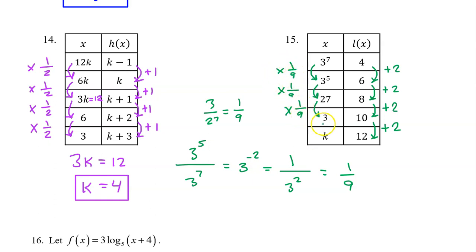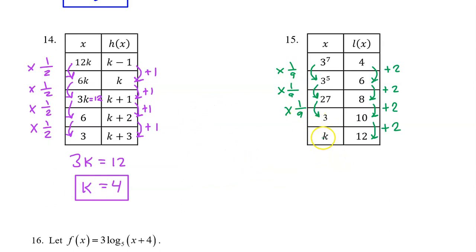So applying the common ratio one more time, let me clean this up. To find the value of k, we need to apply the common ratio one more time. In other words, we need to multiply 3 times 1/9. So k is going to equal 3 times 1/9. That is 3 over 9, which simplifies down to 1/3.